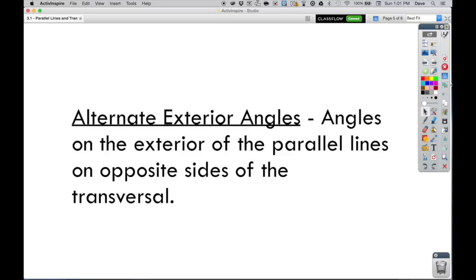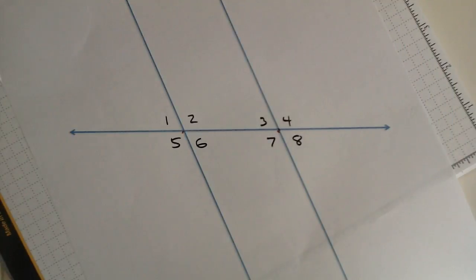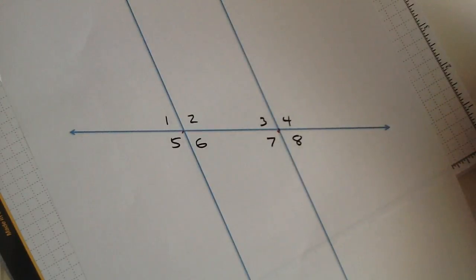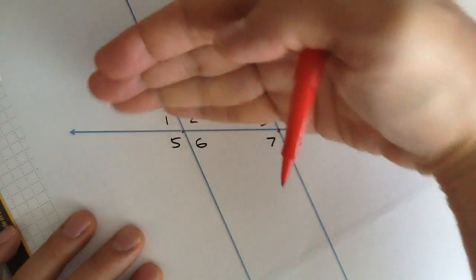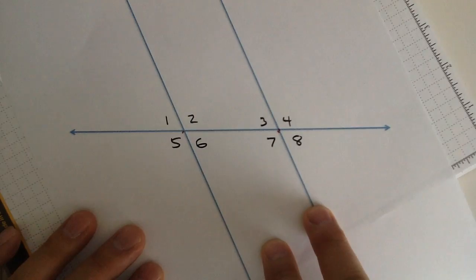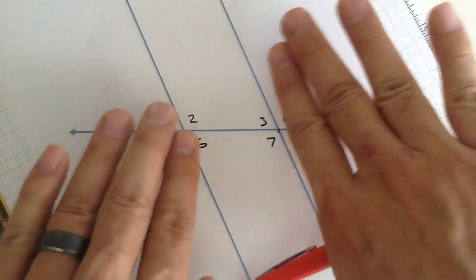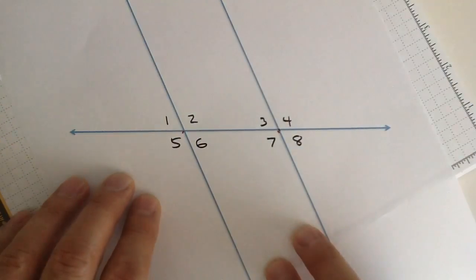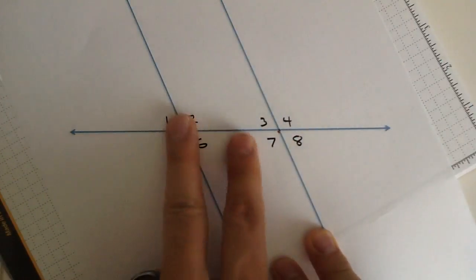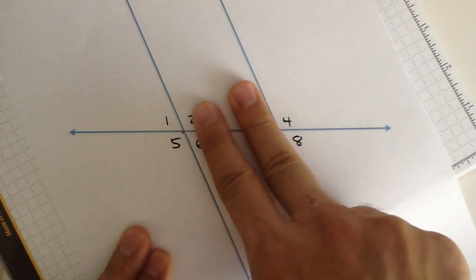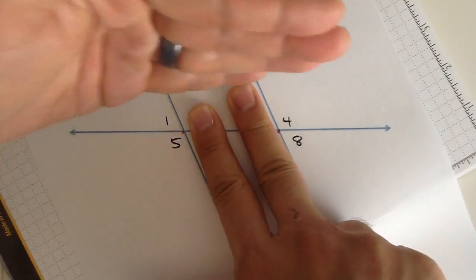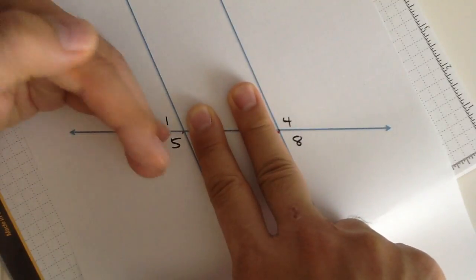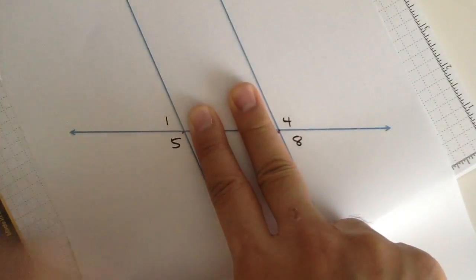Alternate exterior angles. Angles on the exterior of the parallel lines, and again, on opposite sides of the transversal. It's much like alternate interior angles, except instead of looking at opposite sides of the transversal inside the parallel lines, we're looking at them outside or external from the parallel line corridor here. So in other words, we're not looking at 2, 3, 6, and 7. We're looking at alternate sides of the transversal on the exterior of the 2 parallel lines.